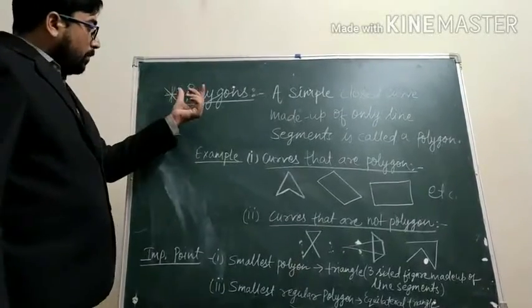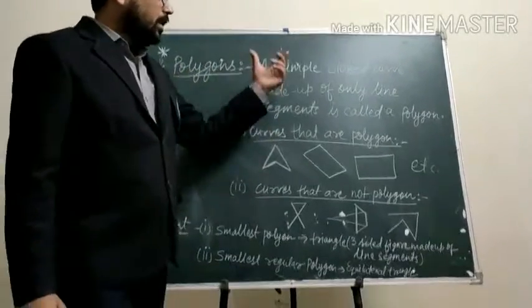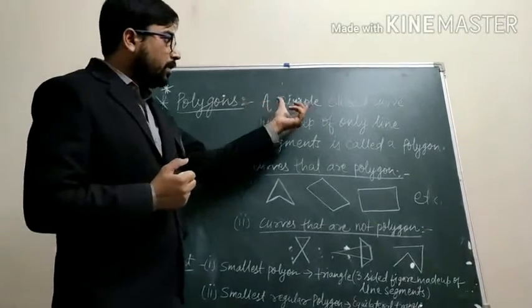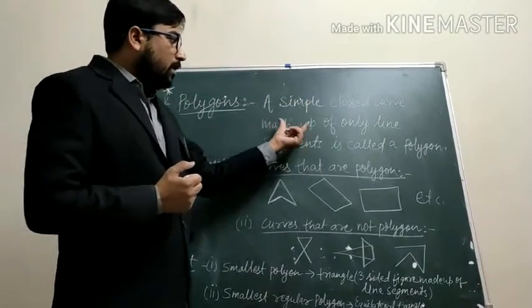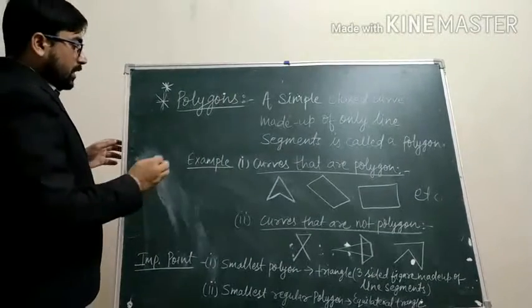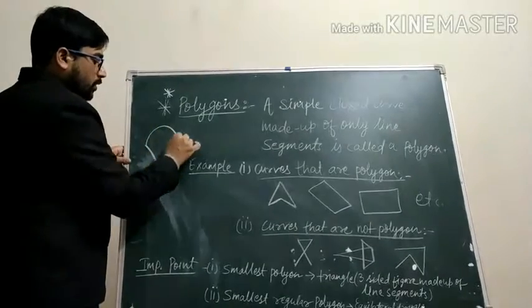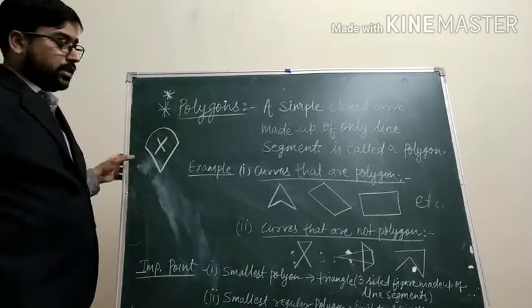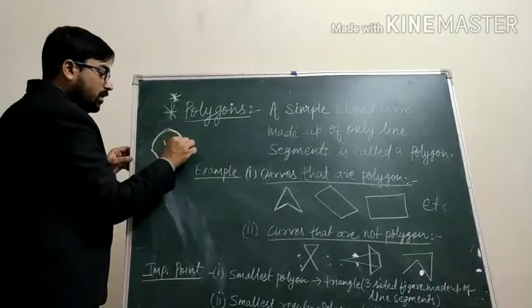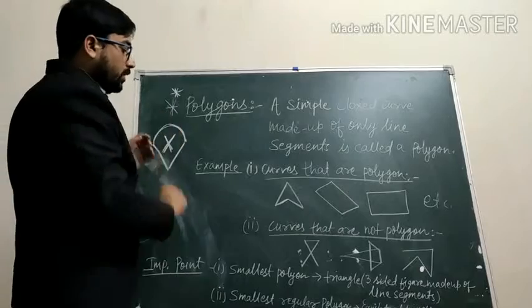Now, polygon, important point. What is a polygon? A simple closed curve which is made up of line segments. A simple closed curve made up of only line segments is called a polygon. That means, you can't say this one is a polygon. This one is not a polygon because this side and this side are line segments, but this one is a curved line. That is not a line segment. So this one is not a polygon.